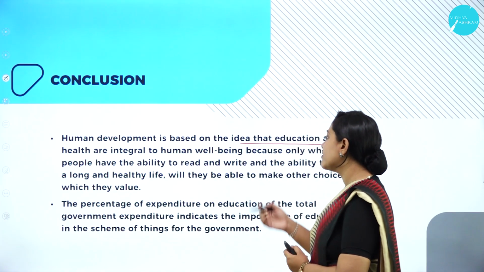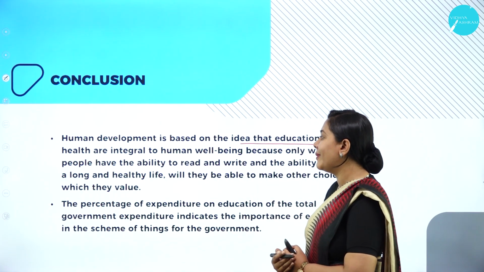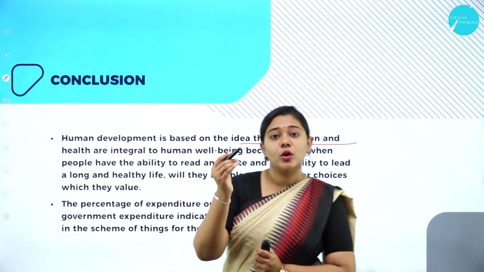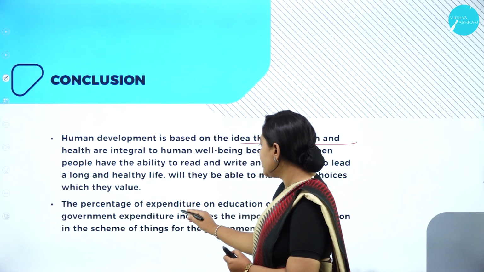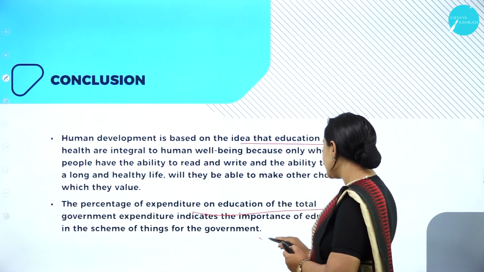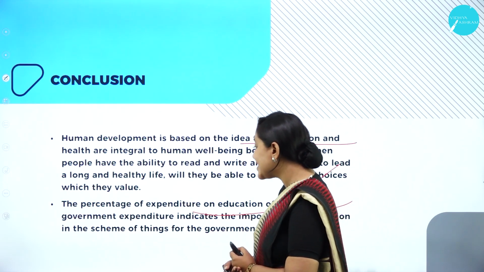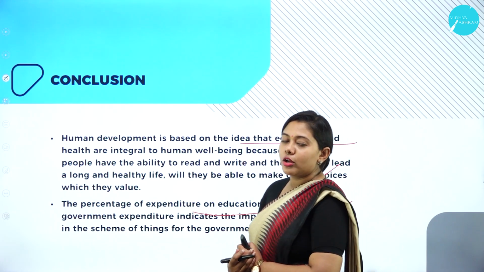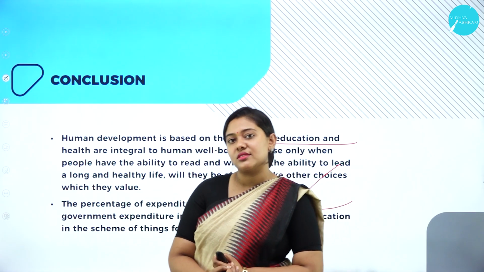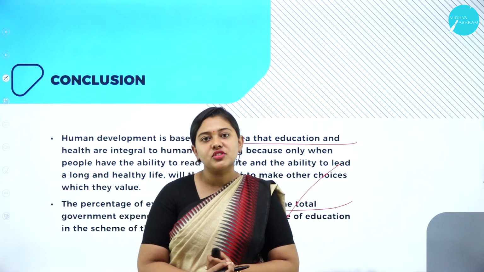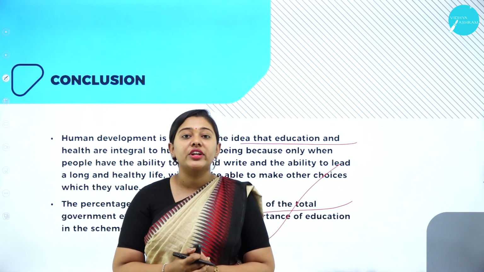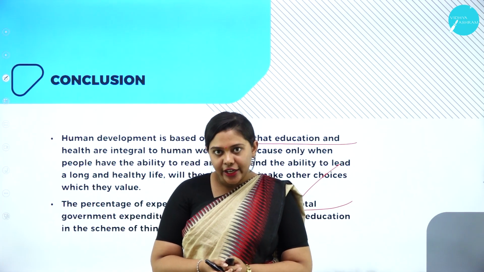For human development, for a healthy and safe life, education is very important. The percentage of expenditure on education out of the total government expenditure indicates the importance of education in the schemes coming up from the government. How can we say that it is important? The schemes coming up from the government and the GDP rate which we have compared all show how important it is for people to be educated.